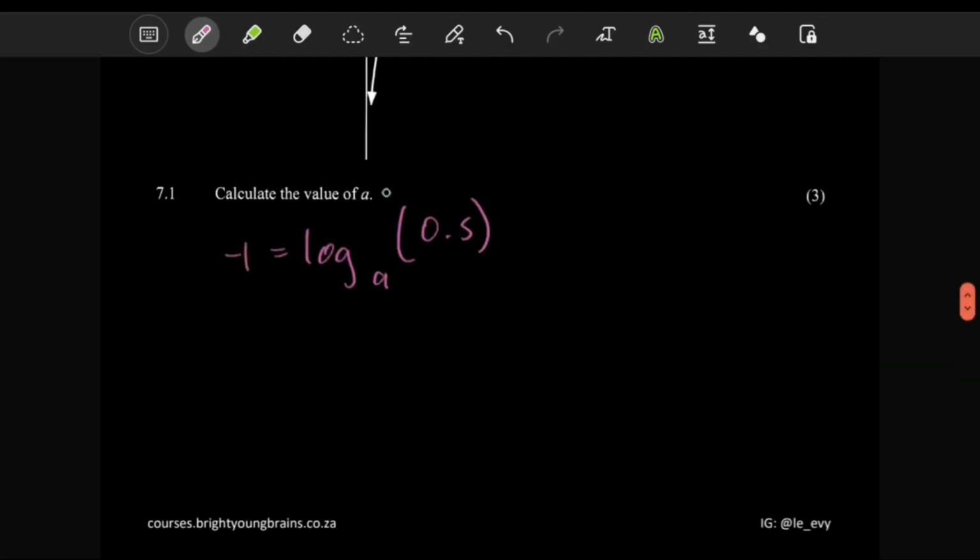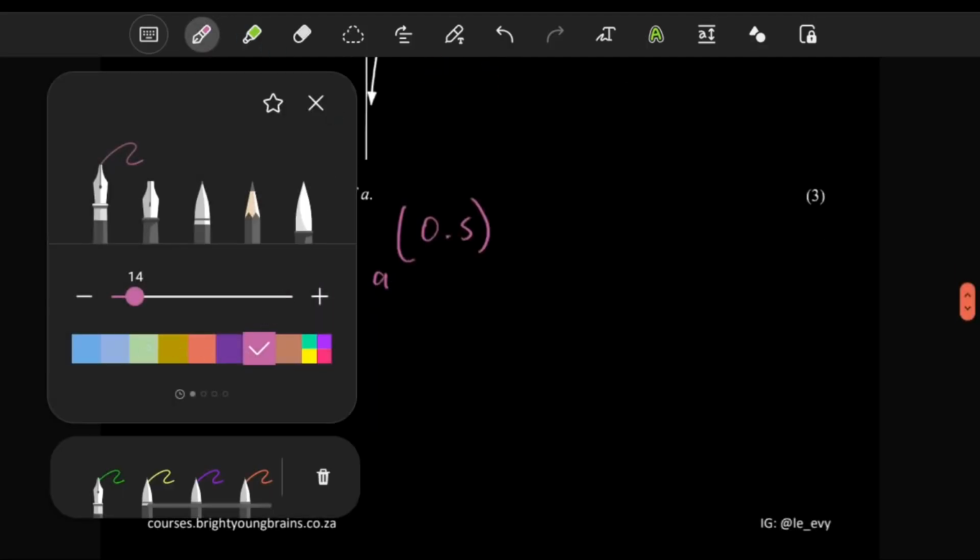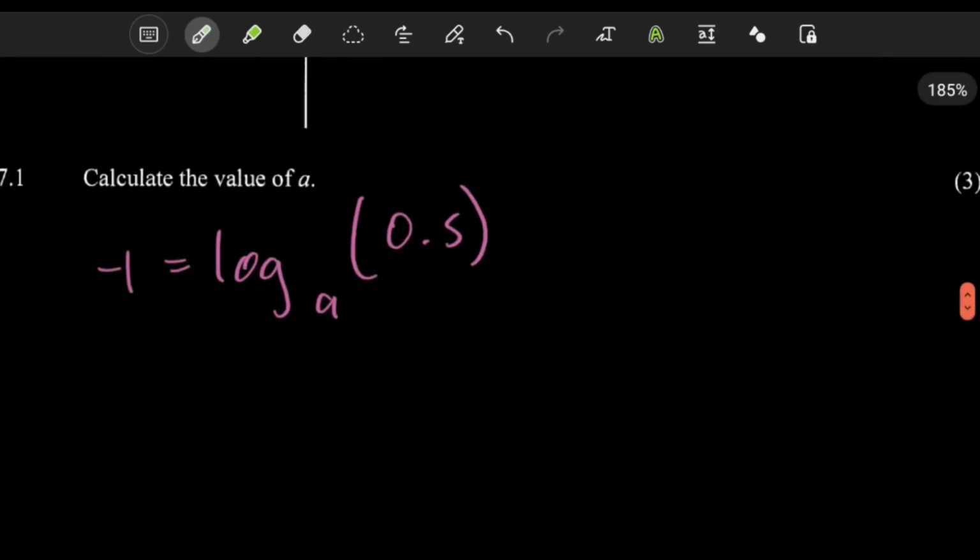So to get the value of a here, you have to think of what exponents look like, because remember, this will always be the base of your exponent. This will always be your exponent, you see. And then this will be left on its own. So your base here is a, the exponent is -1, and then this is going to be left on its own if you reshuffle it.